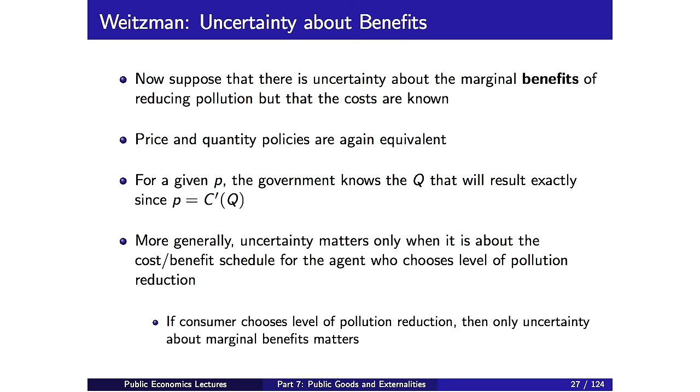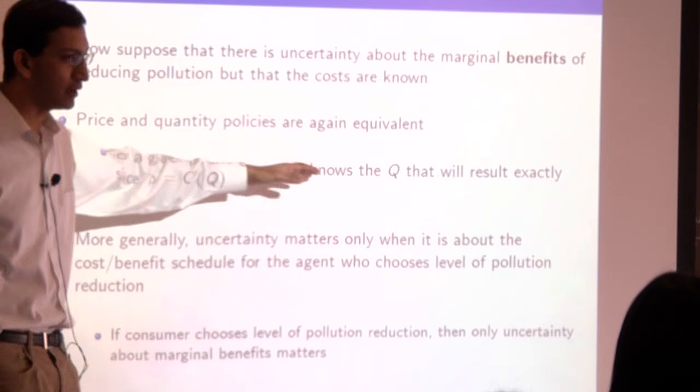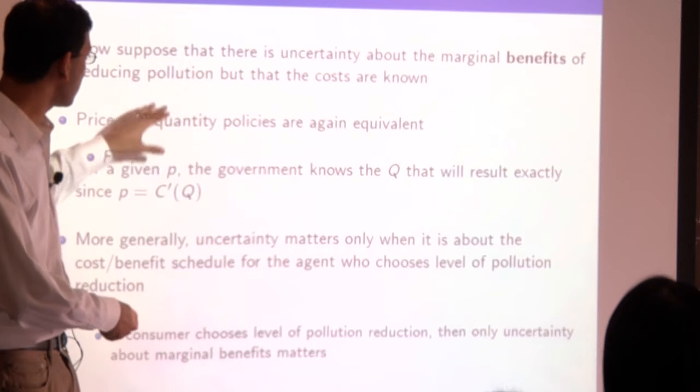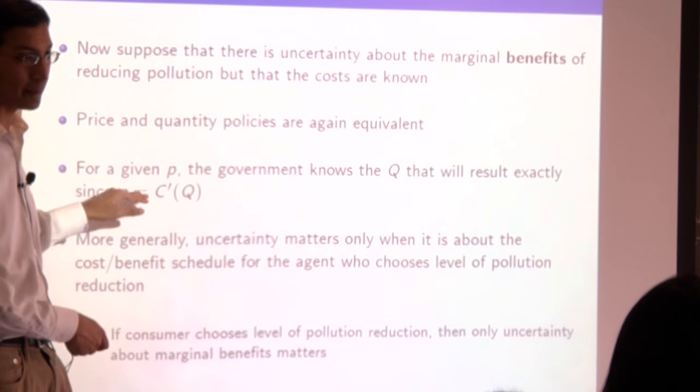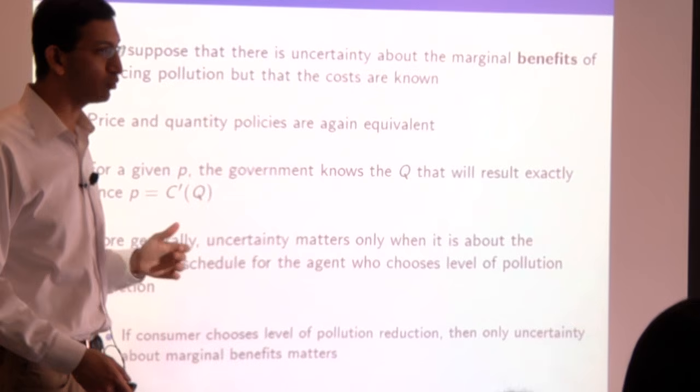So what's interesting here is that the price and quantity policies are actually totally equivalent in this setting because the level of pollution is completely determined by the marginal cost curve. The marginal benefit curve is totally irrelevant. So if I impose a given quantity, then obviously I achieve that quantity of reduction. And if I know what the marginal cost curve is, then I can back out exactly the price that will produce that quantity irrespective of what the marginal benefits are.